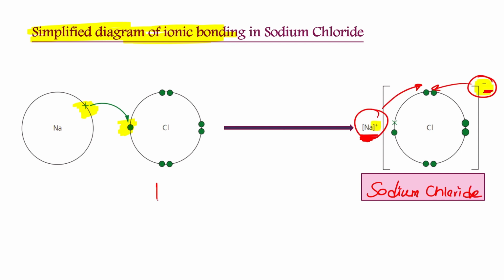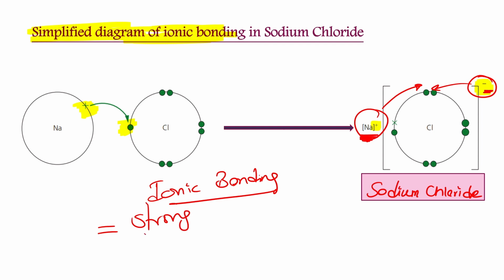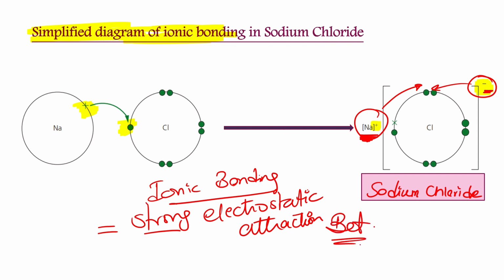So we can say that the ionic bonding is just strong electrostatic attraction between oppositely charged ions.